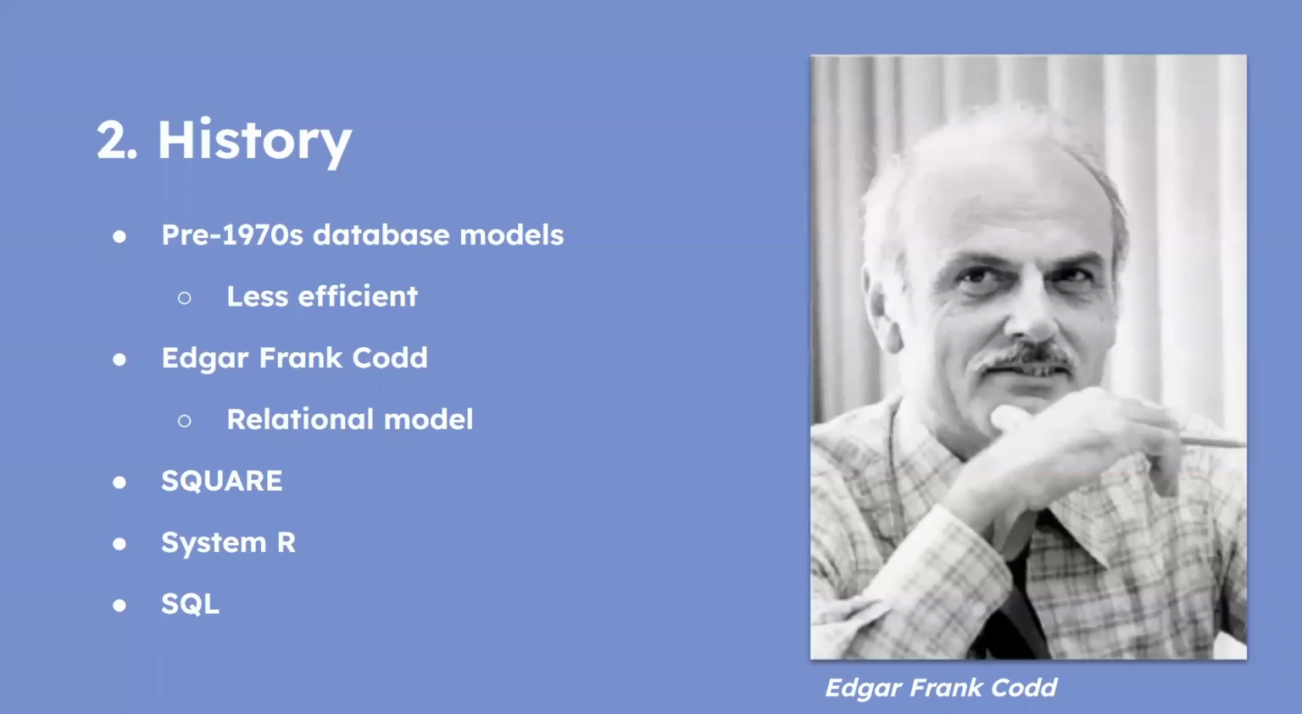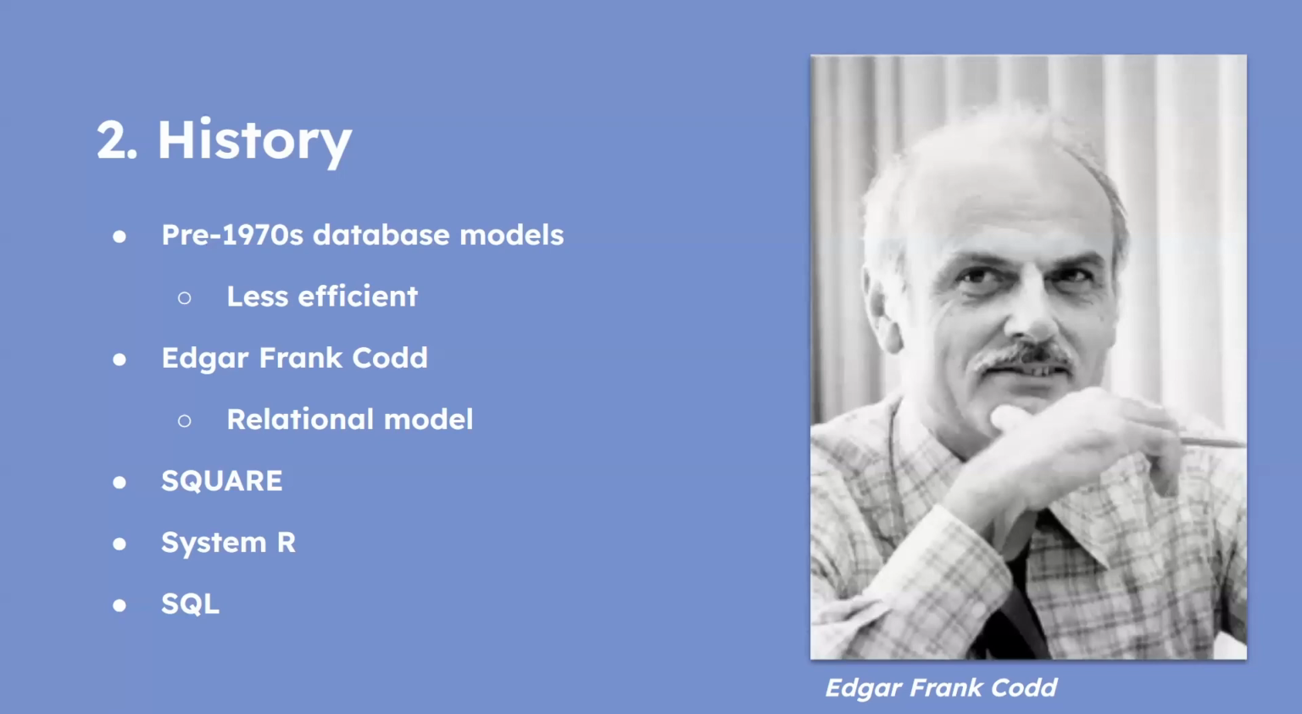So before the 1970s, database systems were a newer area of research and development in the computer science field, and the primary database models at the time were hierarchical and network database models, and these were less efficient because every time you had to update their databases, you had to write a program, and you would have to rewrite that program every time you wanted to make changes to these databases.